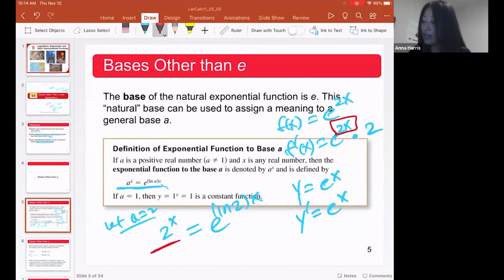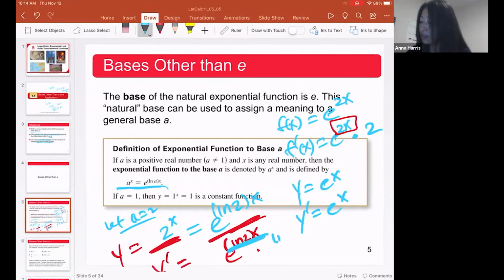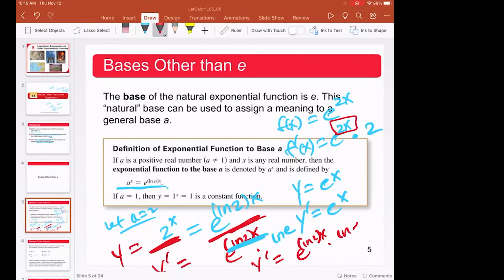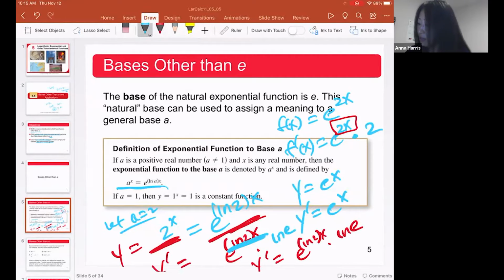So if I ask you to take a derivative of this, that really means I'm taking a derivative of that. My y prime is the derivative of e to the natural log of 2 times x. And then you're going to say, what is the derivative of the exponent? It's the natural log of 2. So my answer is y prime equals e to the natural log of 2 times x, times the natural log of 2. But e and natural log are inverses of each other, so actually my answer is just 2 to the x times the natural log of 2. All right, so just because you have a different base does not mean anything changed. You do exactly the same thing when taking a derivative.